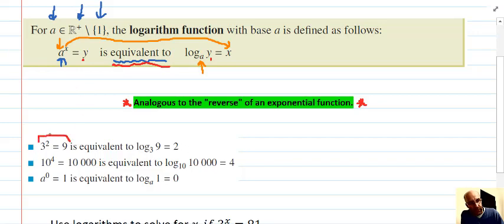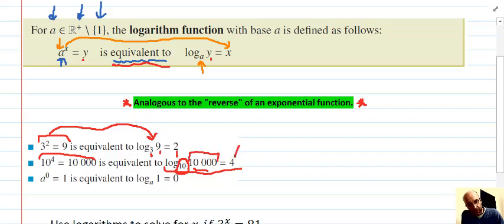So with 3 quick examples: 3 squared is equal to 9, and another way of saying that same thing, the log of 9 to base 3 equals 2. So in other words, 3 to the what gives us 9? The answer is 2. As we know, 10 to the power 4 is 10,000. Writing that in log form would be log of 10,000 to base 10 equals 4. In other words, a base of 10 to what gives us 10,000? The answer is 4.